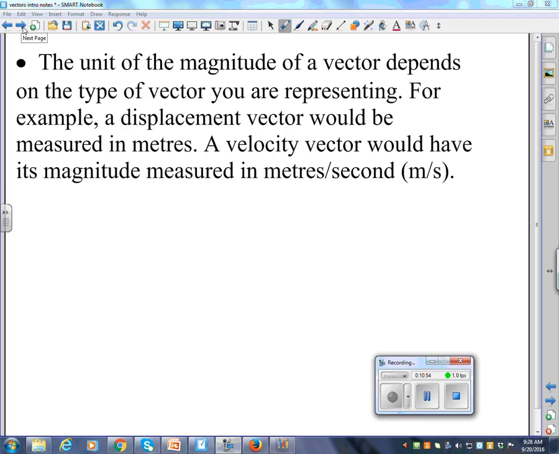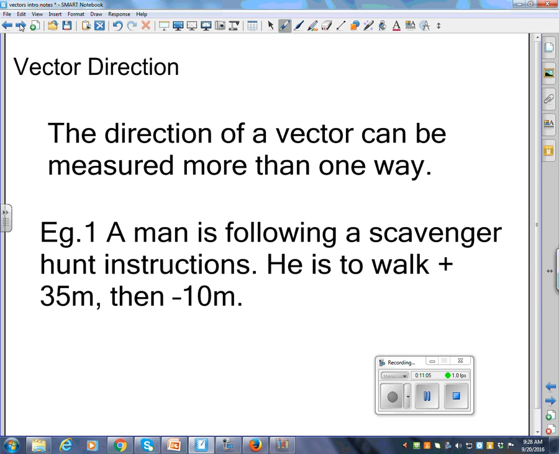And before we do that, we have to talk about direction. I think that's what's coming up next. Let me see here. Yes. So vector direction. The direction of a vector can be measured more than one way. So there's really a bunch of different ways, and you have to sort of be multilingual. You have to be able to deal with each one here.